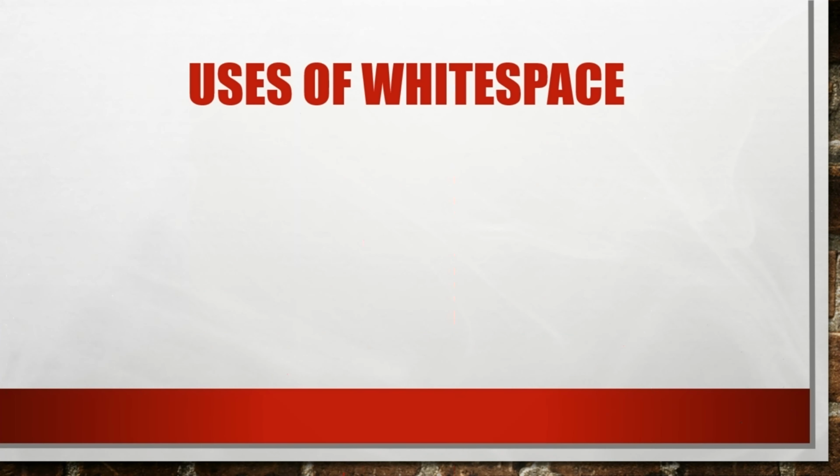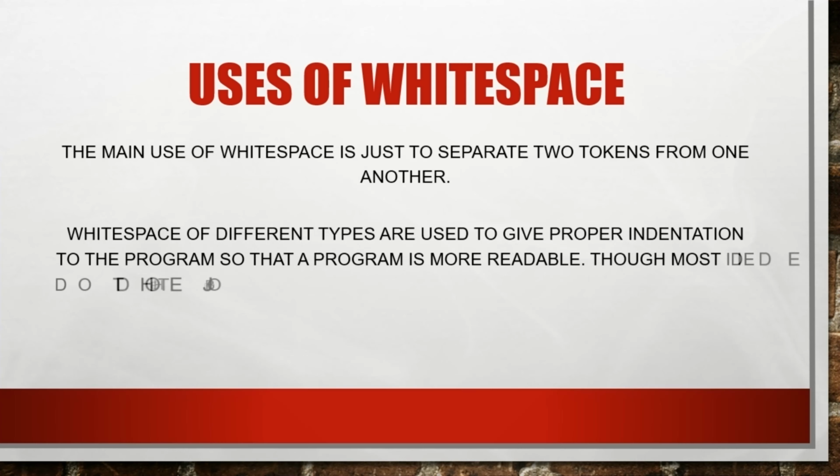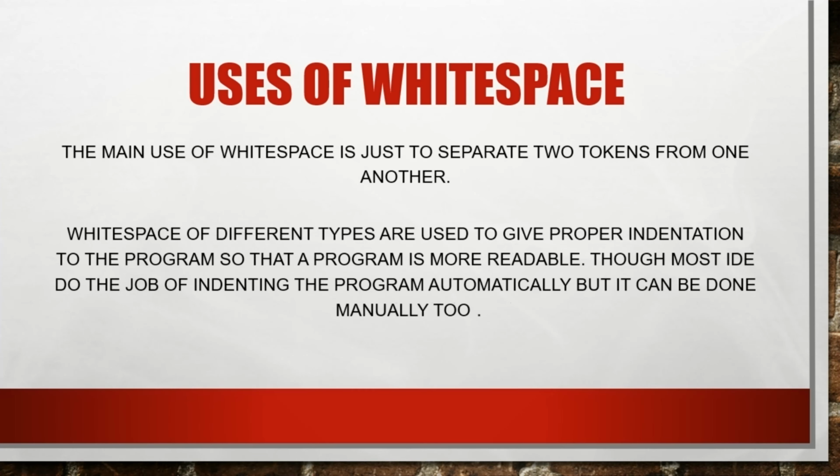Now, after studying so much about white space, you must be curious to know what this white space does, or what is its use. So, the main use of white space is just to separate 2 tokens from one another. White space of different types are used to give proper indentation to the program so that a program is more readable. Though most IDEs do the job of indenting the program automatically, it can be done manually too.